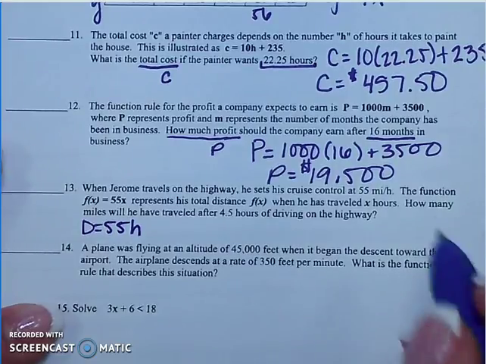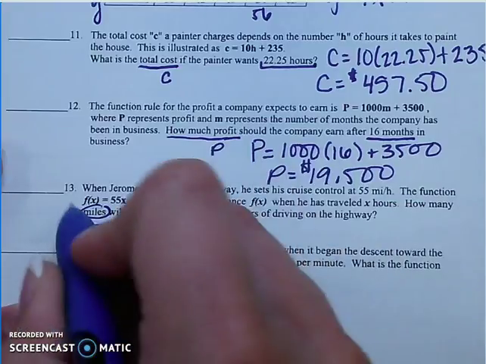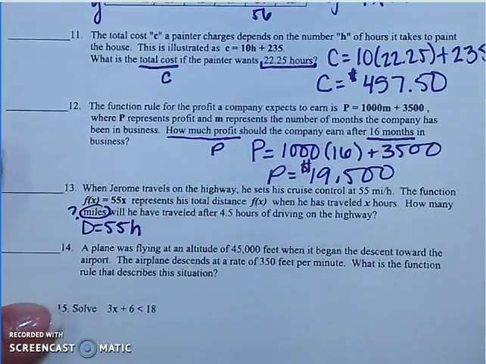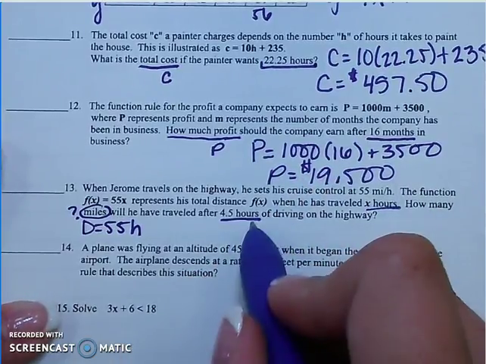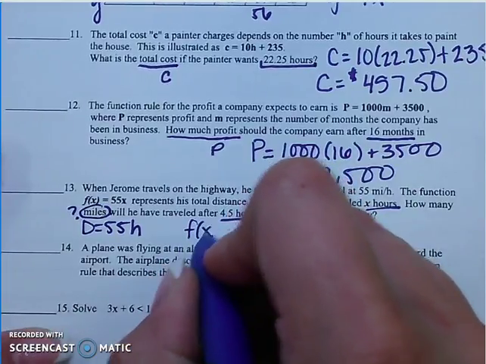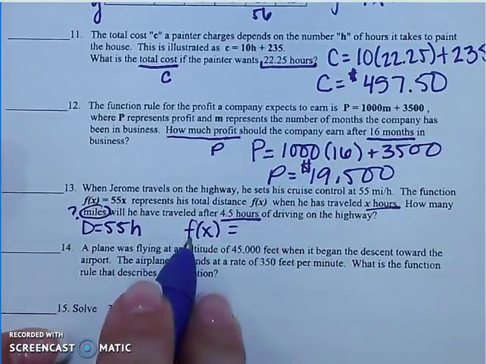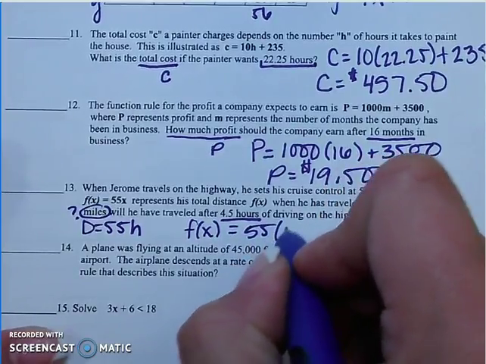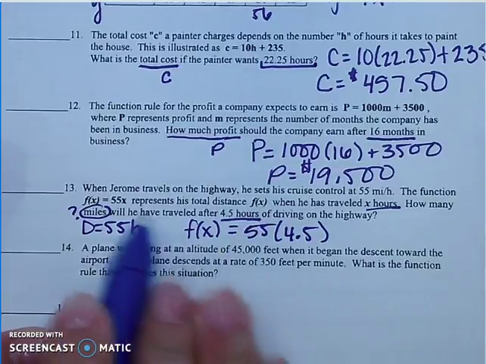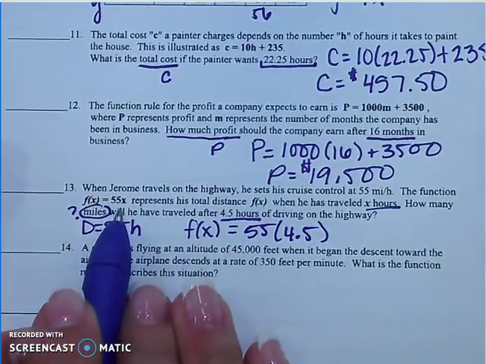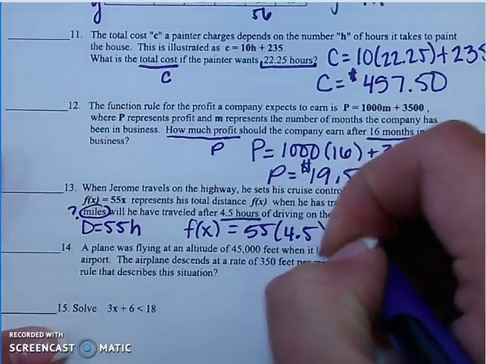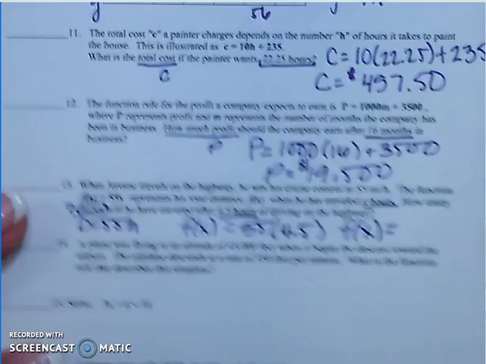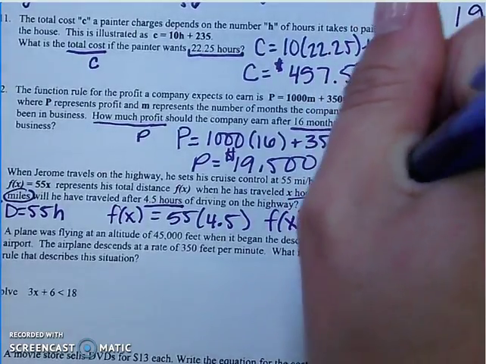How many miles? Oh, there's the question. Miles, that's distance. Will he have traveled after 4.5 hours of driving? It said that x was hours, so it gets plugged in for x. Not in this f of x. That's just like saying the distance. It's 55 times 4.5. This hours here is the only x that it gets plugged in for. 55 times 4.5. That total distance, or that function of x, is 247.5 miles.